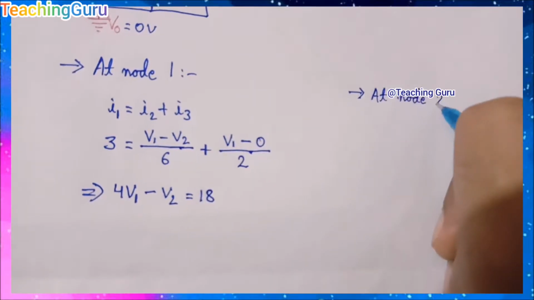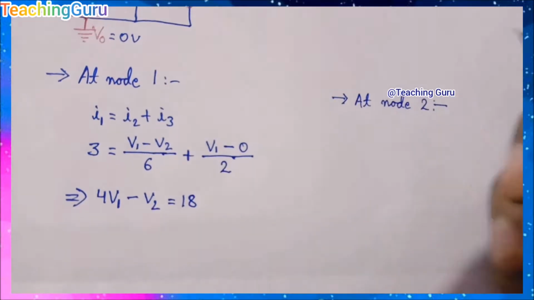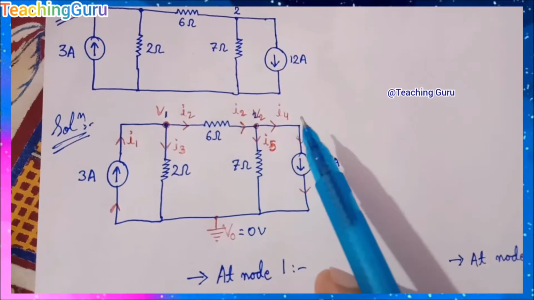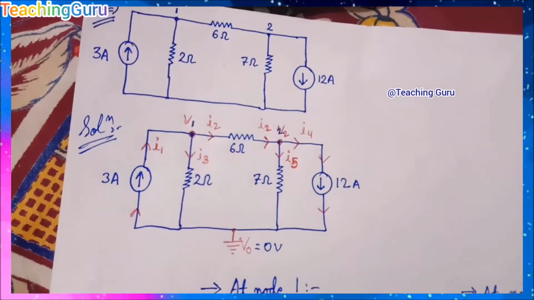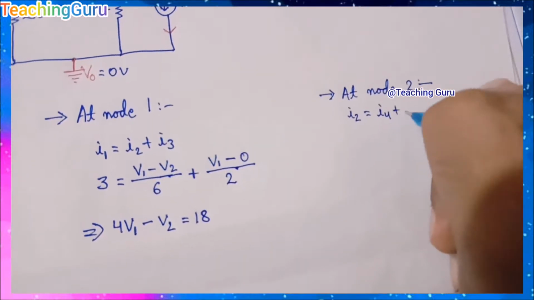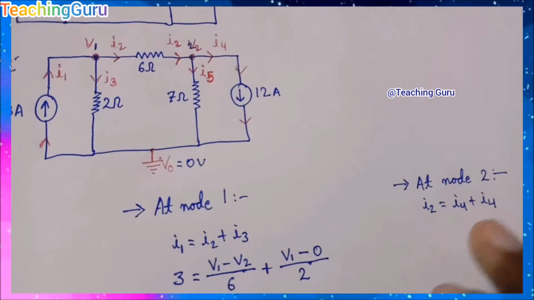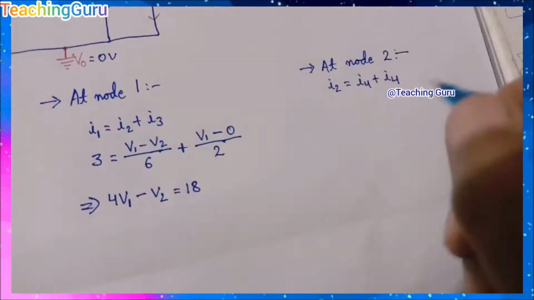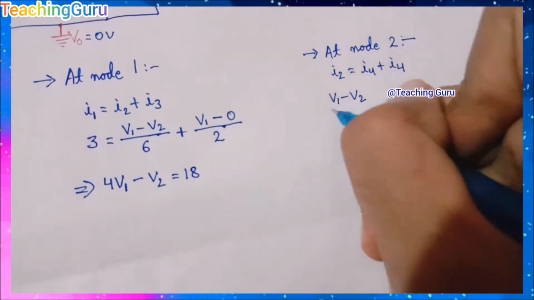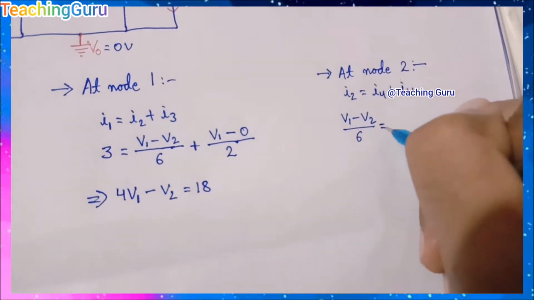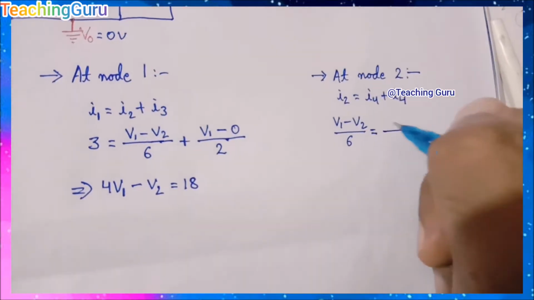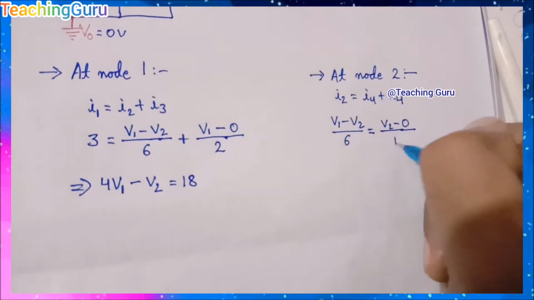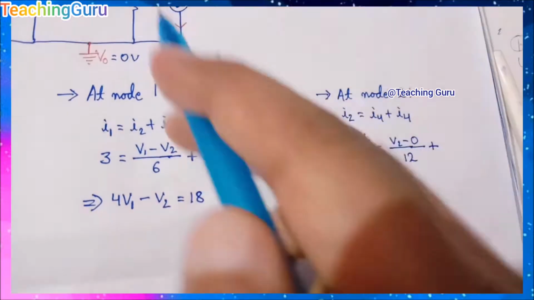Now we'll see the second node. You can pause the video and watch the diagram carefully. Here I2 is equal to I4 plus I4, V1 minus V2. Sorry, here I4 is taken by mistake. We will rectify it. V1 minus V2 upon 6, and I4 is V2 minus 0 upon 12, and here we have to rectify I4.